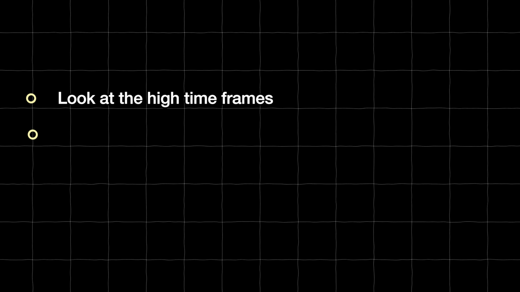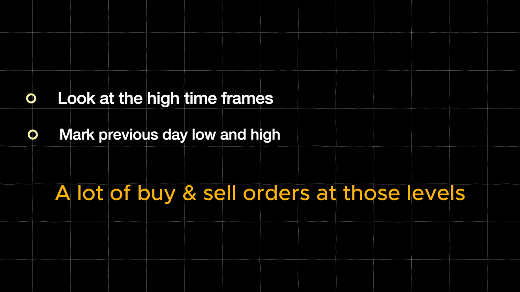The second step is to mark the previous day low and high, because there sit many unfilled buy and sell orders. Therefore, they are zones with the most liquidity and a higher chance of increased momentum and volume, making the main direction clearer.